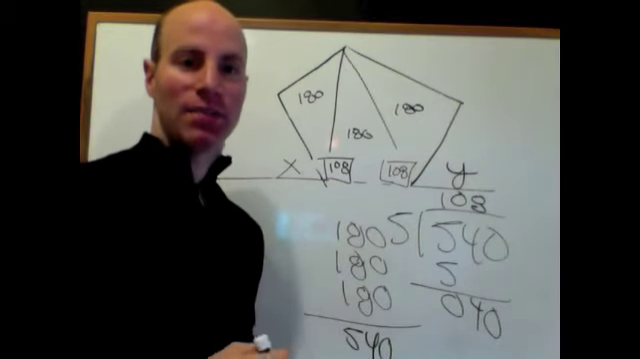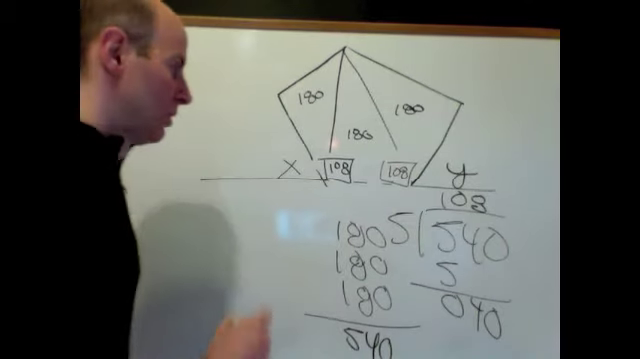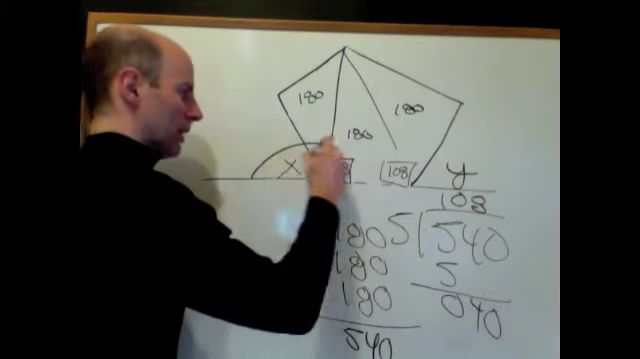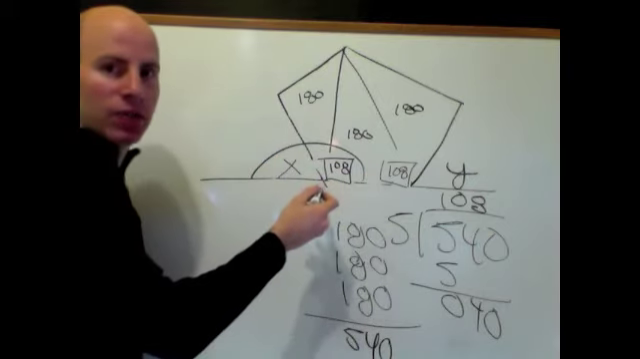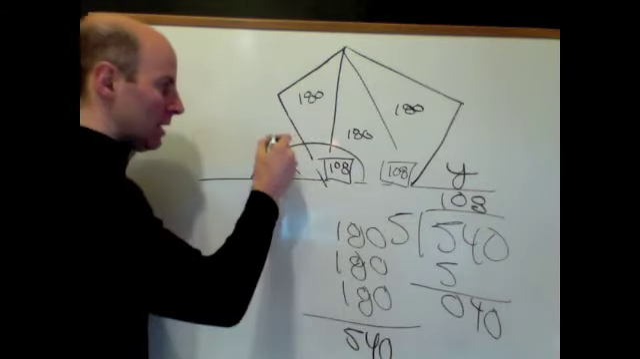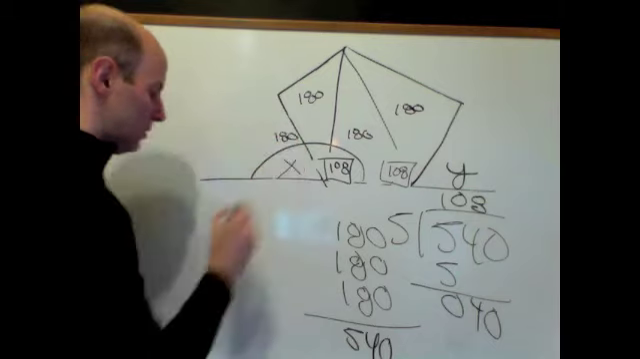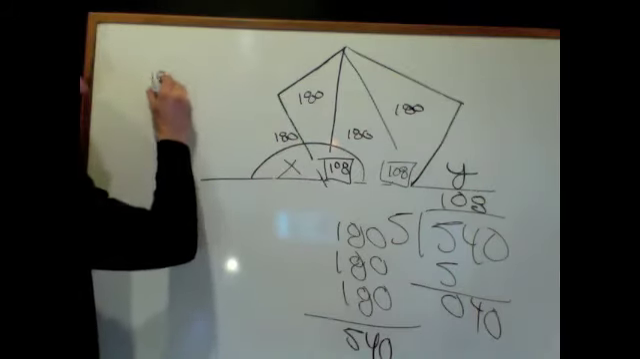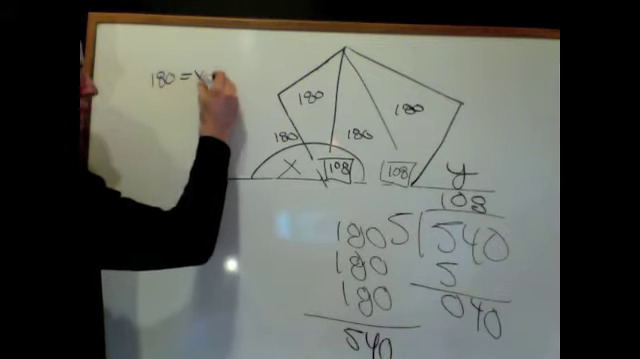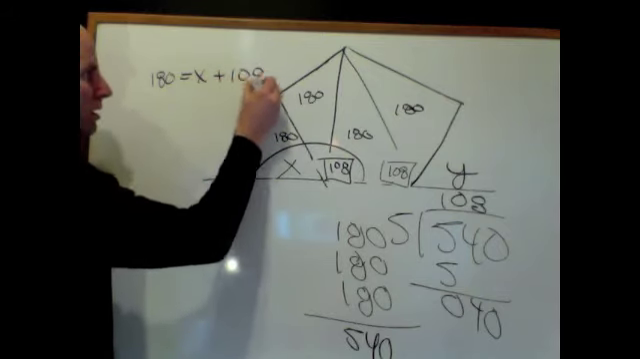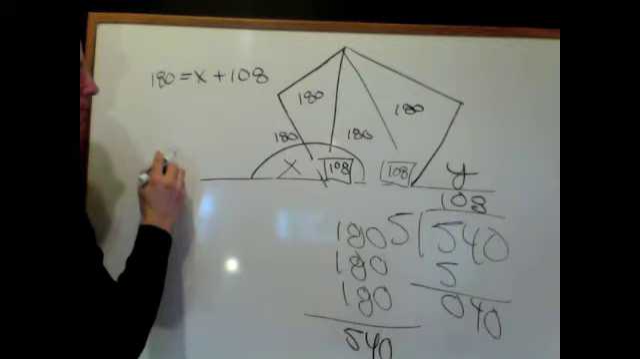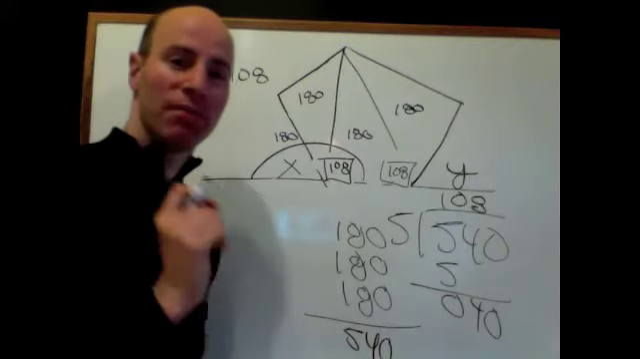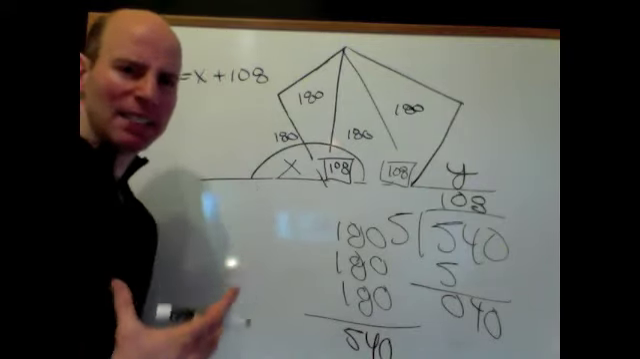Now I'm going to use that second fact about supplementary angles. What angle added to 108 degrees equals 180? Let's see. 180 equals x plus 108. What could x be? This is where you got to be very careful. You got to do the subtraction.